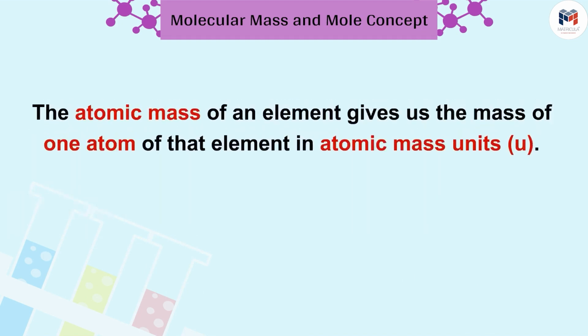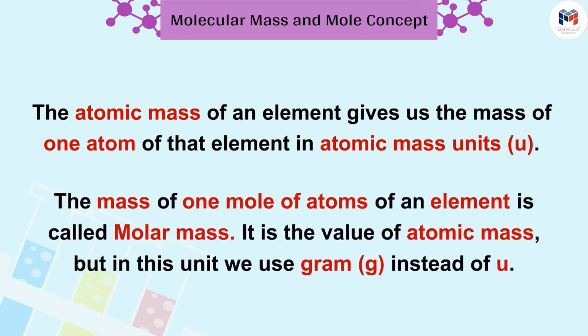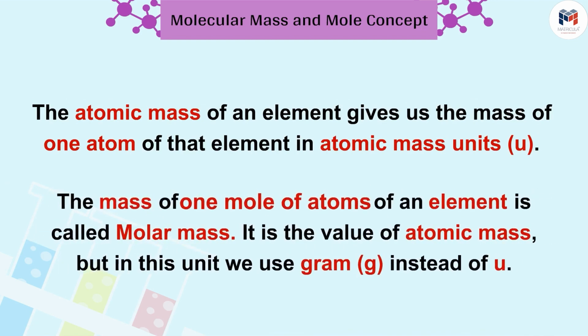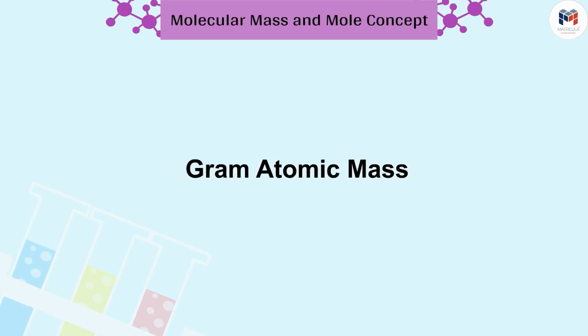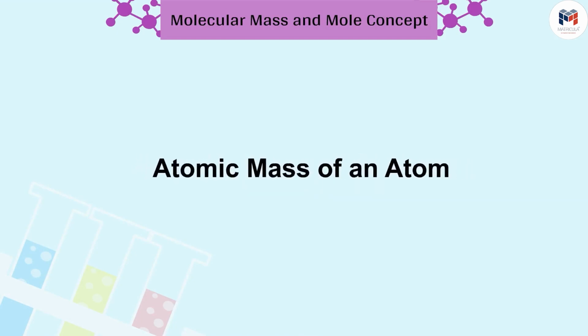The atomic mass of an element gives us the mass of one atom of that element in atomic mass units, U. In the same way, the mass of 1 mole of atoms of an element is called molar mass. It is the value of atomic mass, but in this unit we use gram, g instead of U. We also call it the gram atomic mass of the atom.